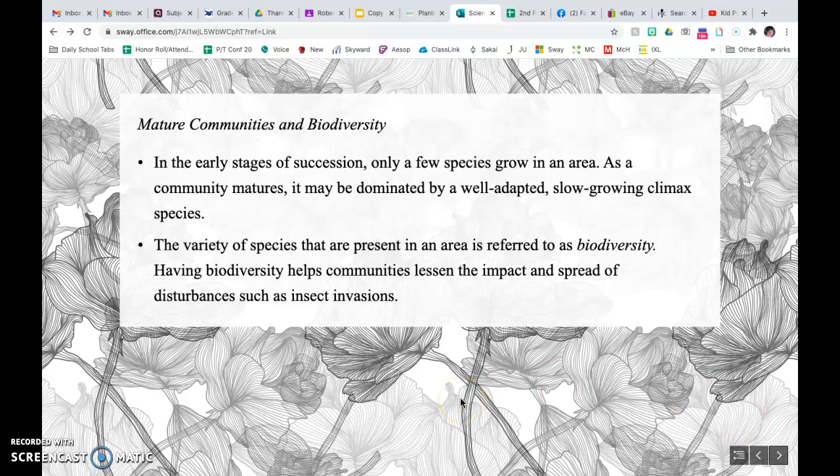In the early stages of succession, only a few species grow in the area. As that community matures, it can be dominated by well-adapted, slow-growing climax species. The variety of species that are present in an area is referred to as biodiversity. Bio, remember, means life. So a lot of diversity in the life that is there. Having biodiversity helps communities lessen the impact and the spread of disturbances such as insect invasions.